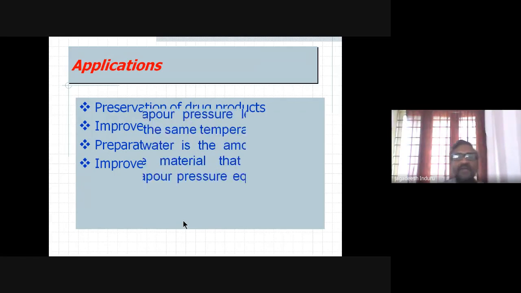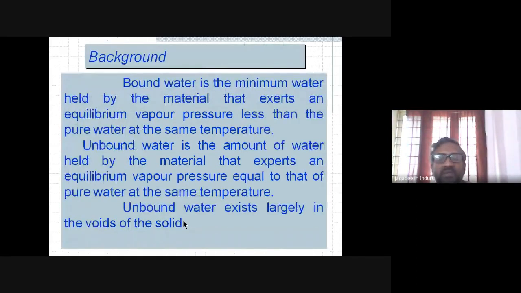Whenever you are entering into drying, you need to learn the concept of bound water and unbound water because it is a fundamental we need to learn. So this background involves each material we are going to deal with; it is going to contain bound water, not only water, bound solvent also you can call. If it is a solvent, it means it is other than water.